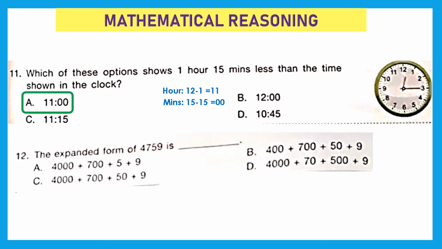Question 12. The expanded form of 4759 is, let's see, option A will give us 4714. Option B will give us 1159. Option C will give us 4759. That is the right answer. And option D will give us 4579. So option C here is the right answer.